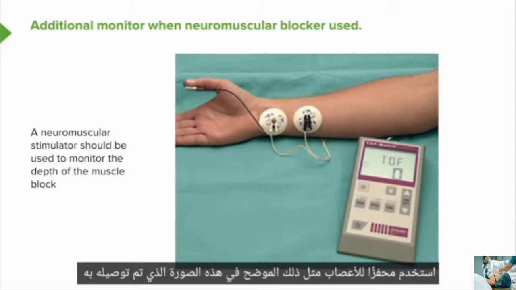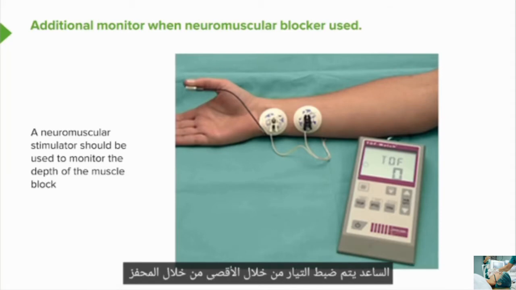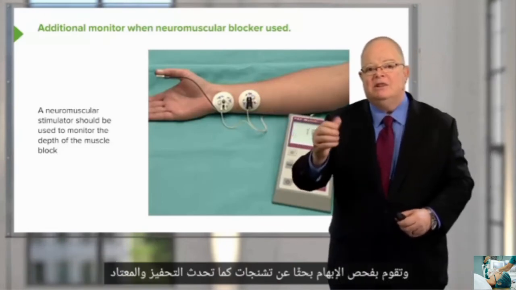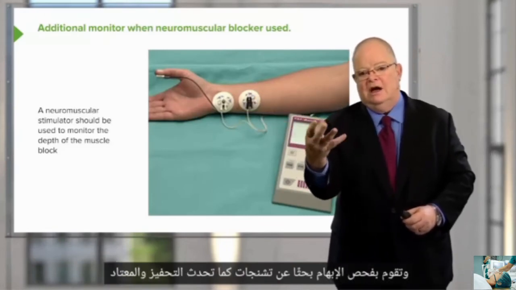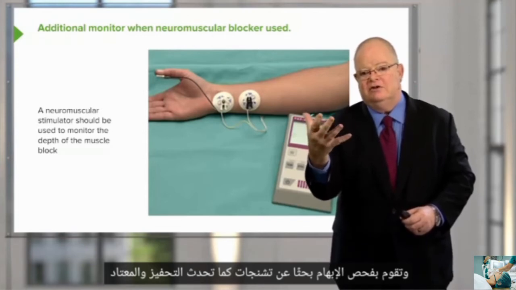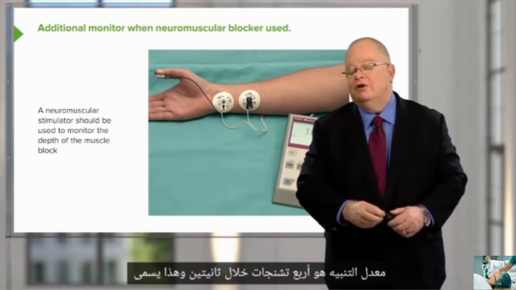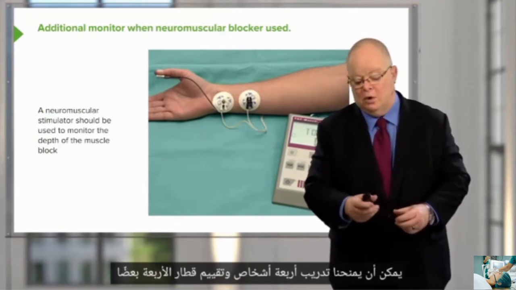in this picture. It's hooked up to the forearm. The current is adjusted through the stimulator, and you examine the thumb for twitches as stimulations occur. And the usual rate of stimulation is 4 twitches over 2 seconds. This is called the train of 4.